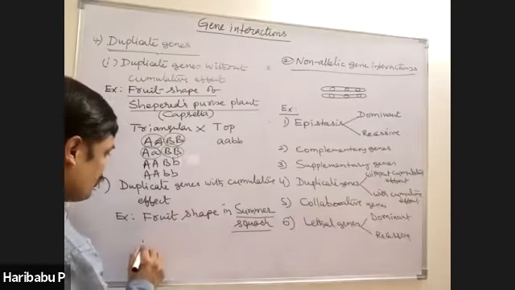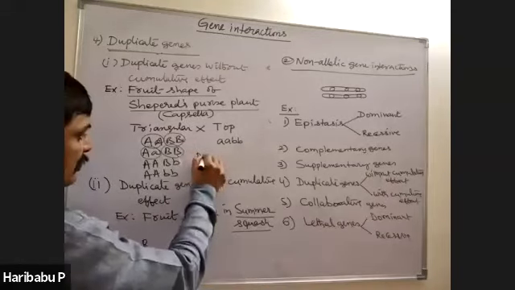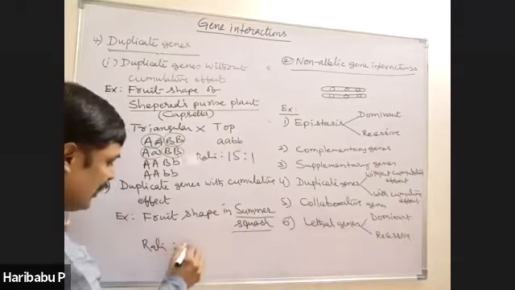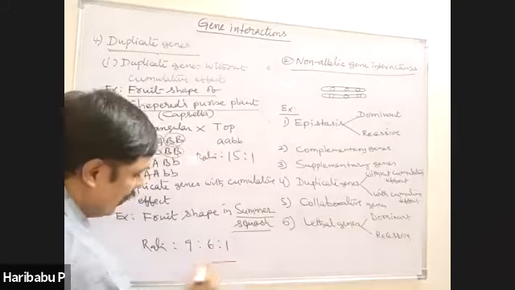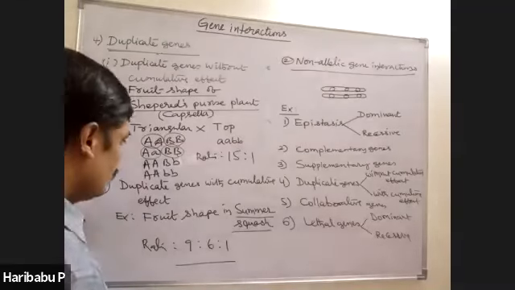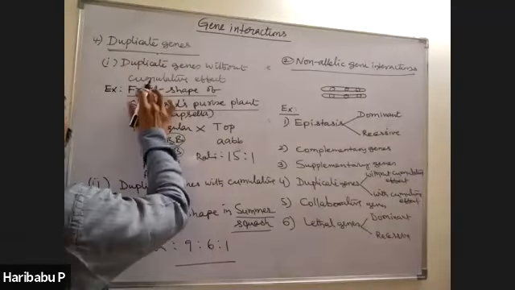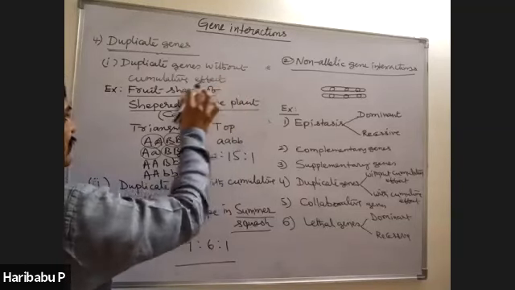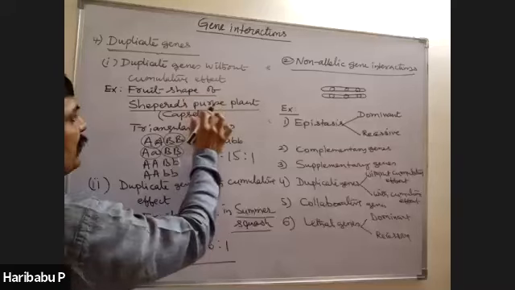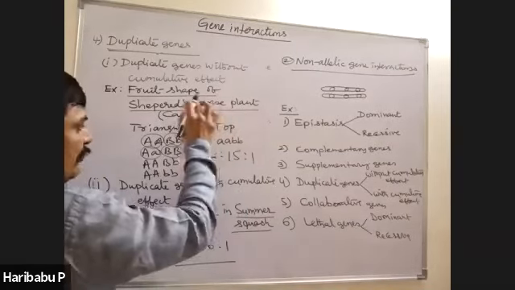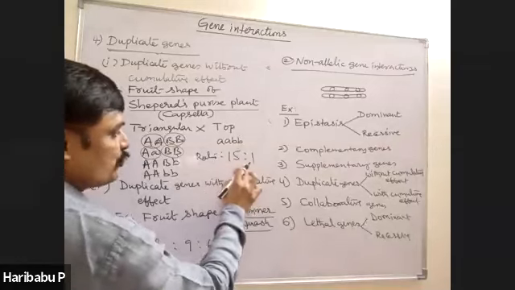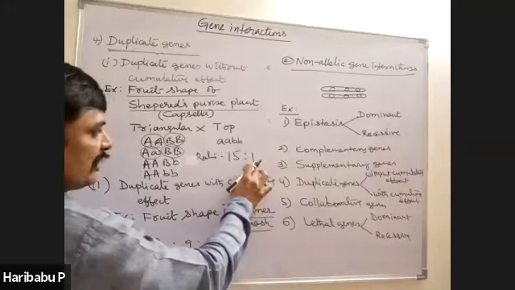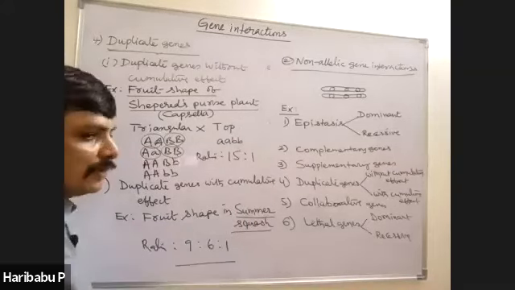And the modified ratio for this, it is 15:1. Here it is 9:6:1. I think you understand. Duplicate genes without cumulative effect is seen in the fruit shape of shepherd's purse plant. The modified ratio for this is 15:1. All 15 are triangular shape, and only one in homozygous recessive condition, top shaped fruits, was obtained.